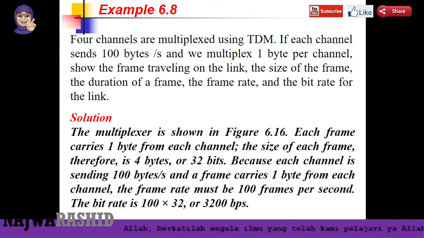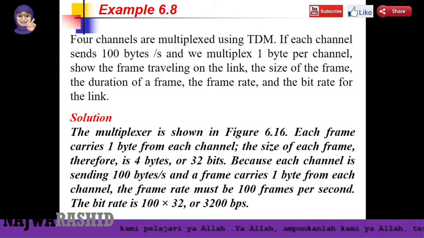Each frame carries 1 byte from each channel. So we have 4 channels, so in a frame, we have 4 bytes. 4 bytes, when we convert into bits, is equal to 32 bits: 4 bytes times 8 bits. So we get 32 bits per frame. So the size of the frame is 32 bits or 4 bytes.